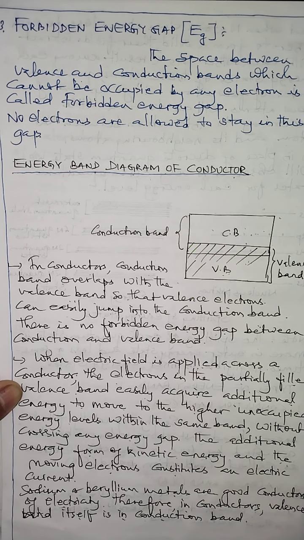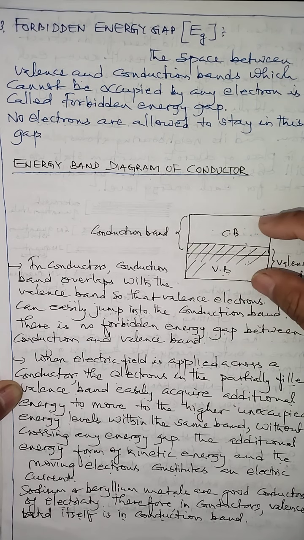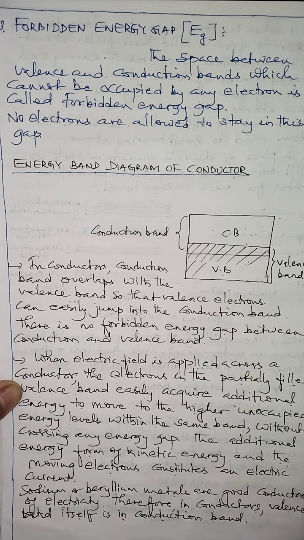This is the simple energy band diagram of a conductor, and it is true for any conductor, whether it's a metal like beryllium or other substances. Now we will continue with the energy bands of other substances, which you will learn in the next class.